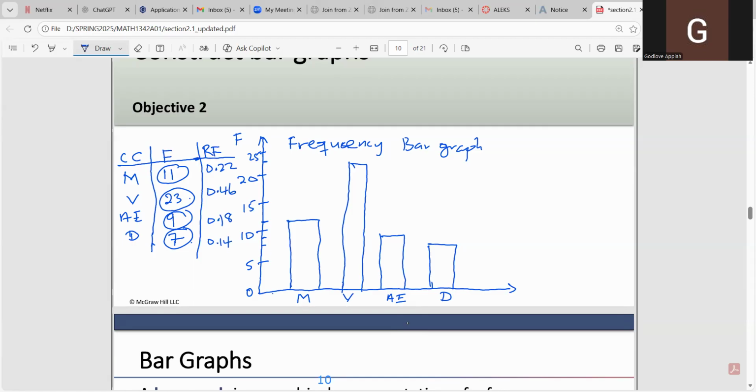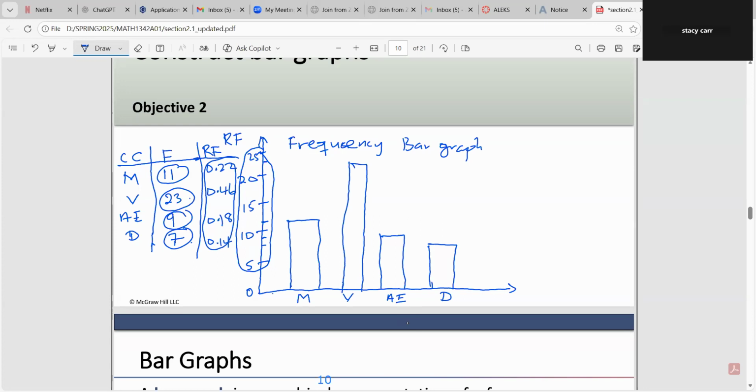So actually, a relative frequency bar graph and a frequency bar graph are exactly the same graph. The only thing that changes is the vertical axis. On the vertical axis, for a relative frequency graph, you're going to have relative frequencies. So these numbers will change to relative frequencies. You can just change those numbers corresponding to their relative frequencies. Everything else stays the same. Once you do that, you will end up with a relative frequency bar graph. Does that make sense?